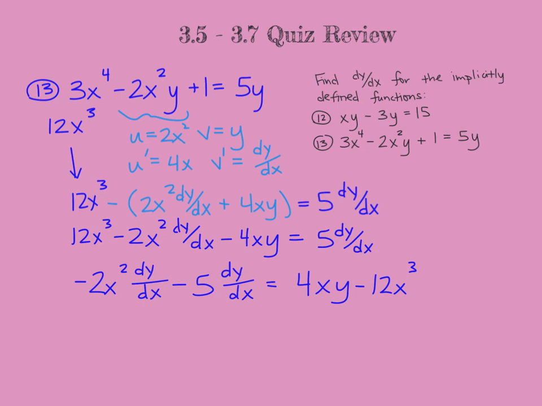So I have done all that moving around. We subtracted this, so that's why it's negative over here. This term stayed, where we subtracted 12x cubed and added 4xy. All right, now we want to factor out the dy/dx, and because they're both negative, I'm going to factor out a negative dy/dx instead, and so we'll be left with 2x squared plus 5, equals still this side.